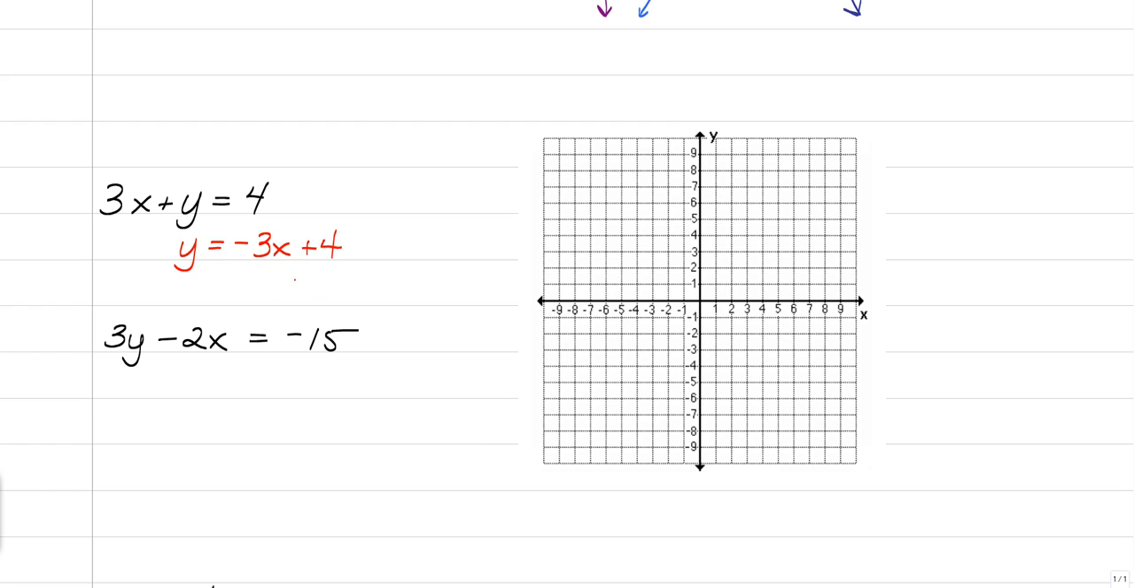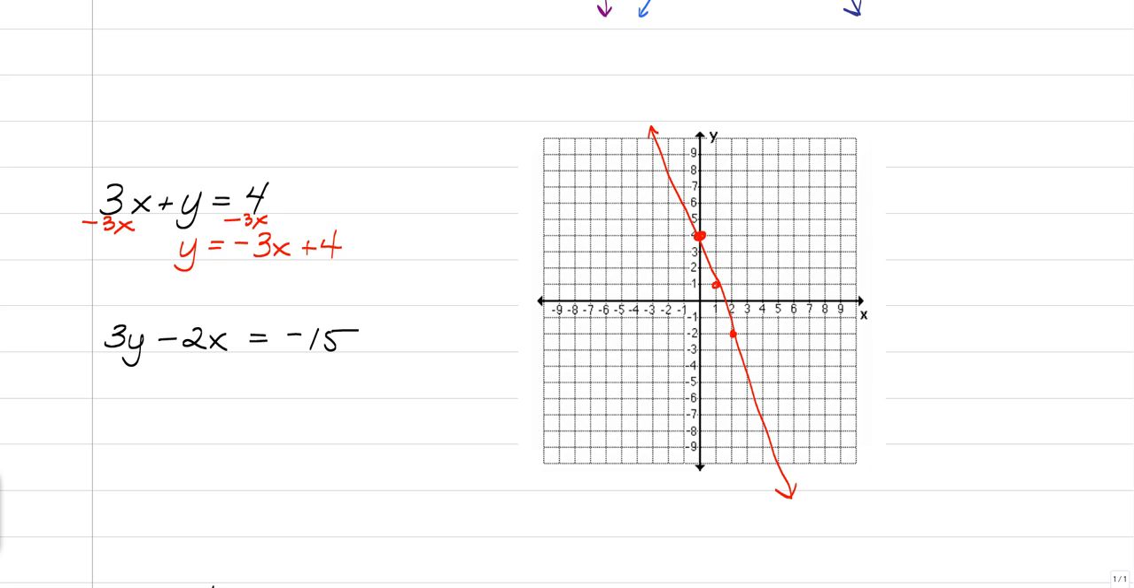How did I get that? Well, all we're doing is getting y by itself. So just like an algebraic equation, if you're moving something to the other side of an equal sign, you just have to do the opposite operation. So a positive 3x, you just have to subtract 3x from both sides. And that's how you get a negative 3x plus 4. So then you would just go to your plus 4, go down 3 over 1, down 3 over 1. You get the idea, graph it, go across the entire grid, you are good to go.